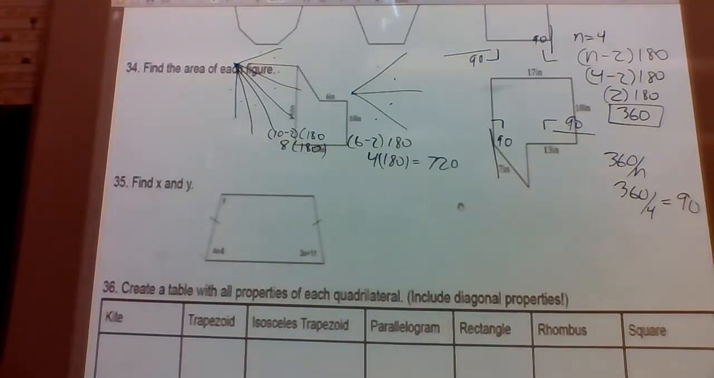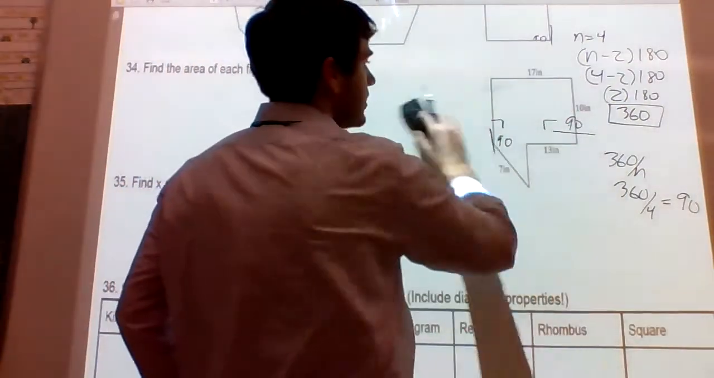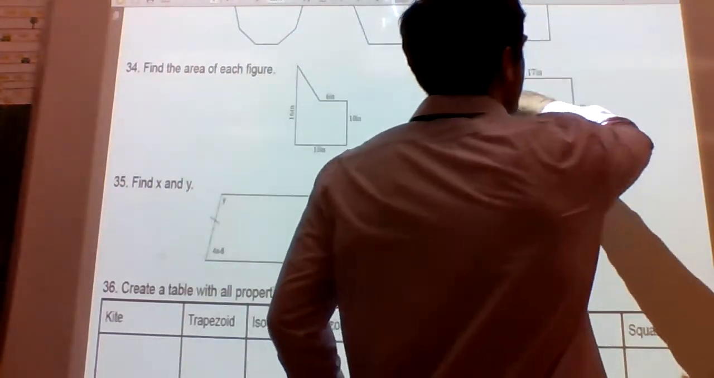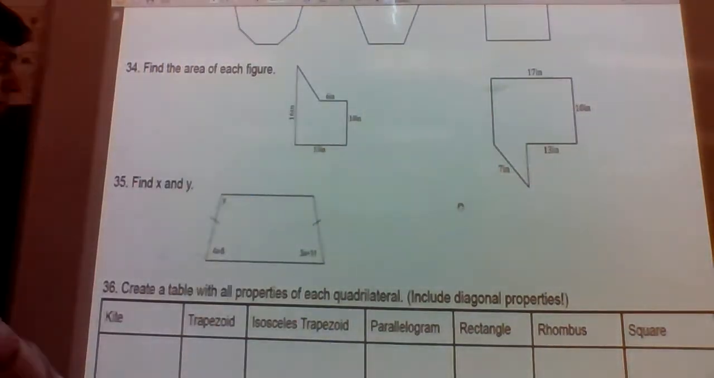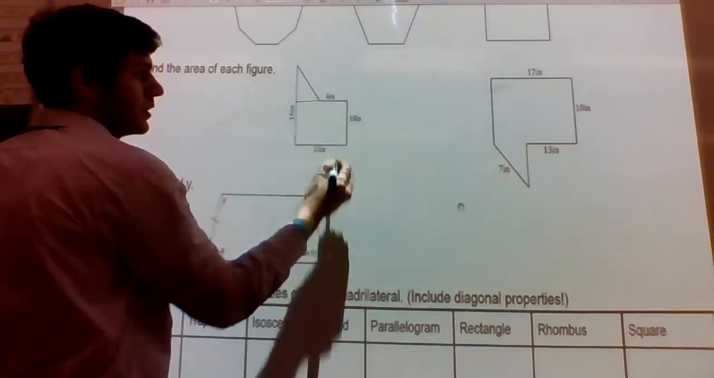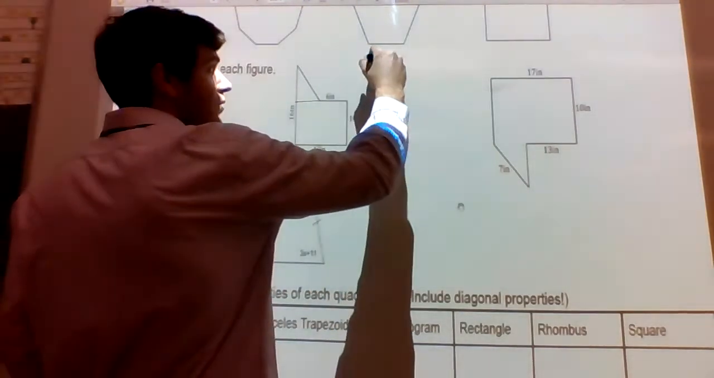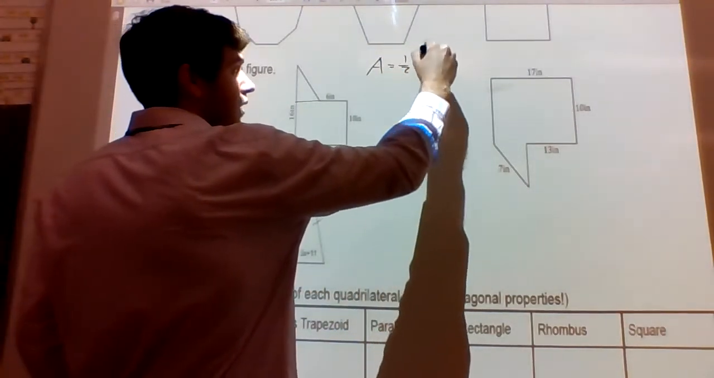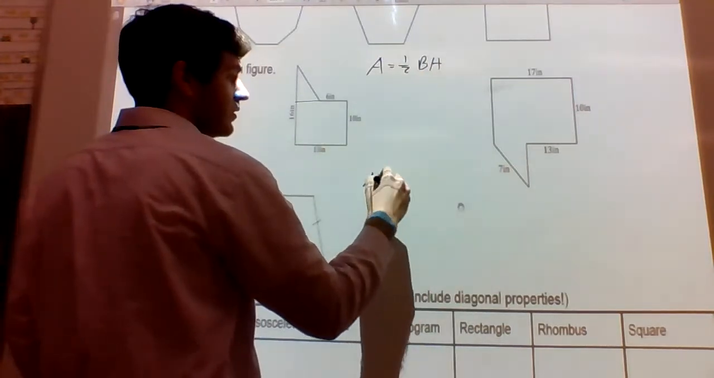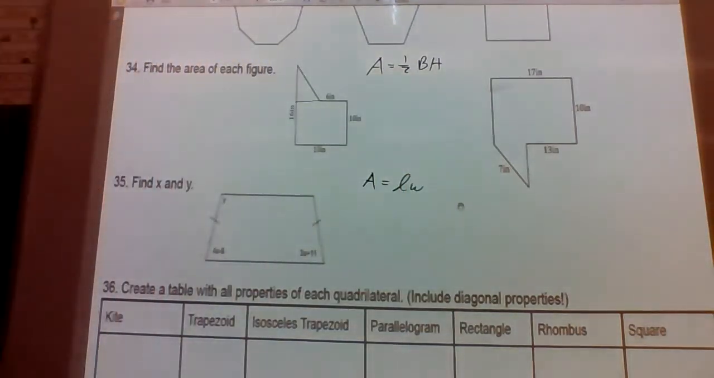We have two area problems. All right, 34, find the area of each figure. So we want to divide it. We want to find the component parts. Here we're going to have a rectangle and a triangle. We know the area of a triangle is 1/2 the base times the height. We know the area of a rectangle is length times width. If we add them together, we're going to get the total area.